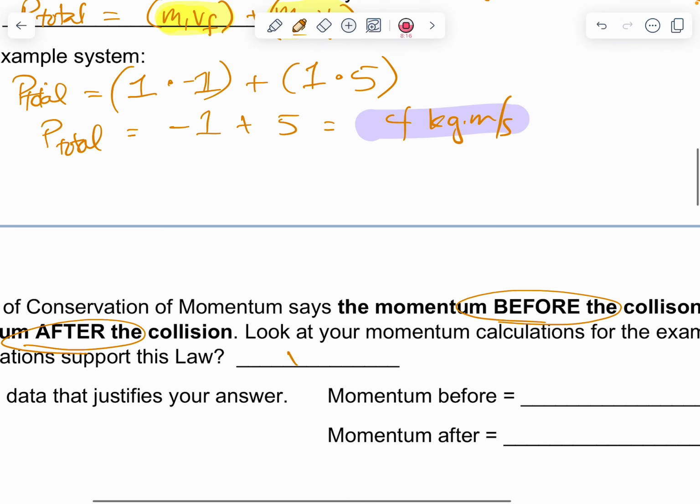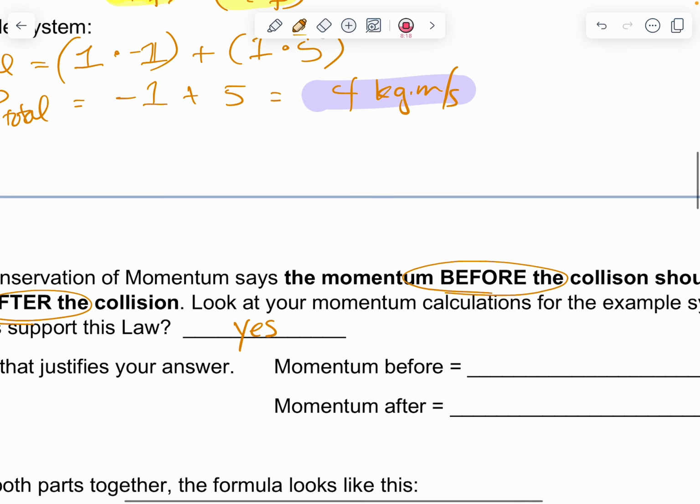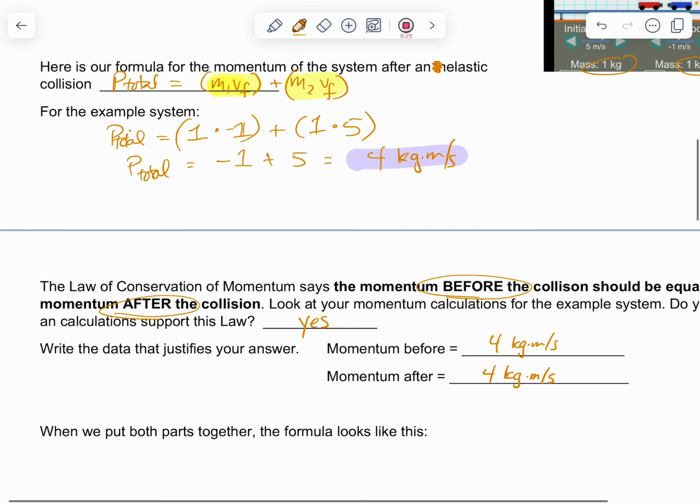All right, hopefully you wrote yes. Our momentum before the collision was 4 kilogram meters per second. Our momentum after the collision, also 4 kilogram meters per second, even though the velocities of those carts and the direction of those carts shifted.